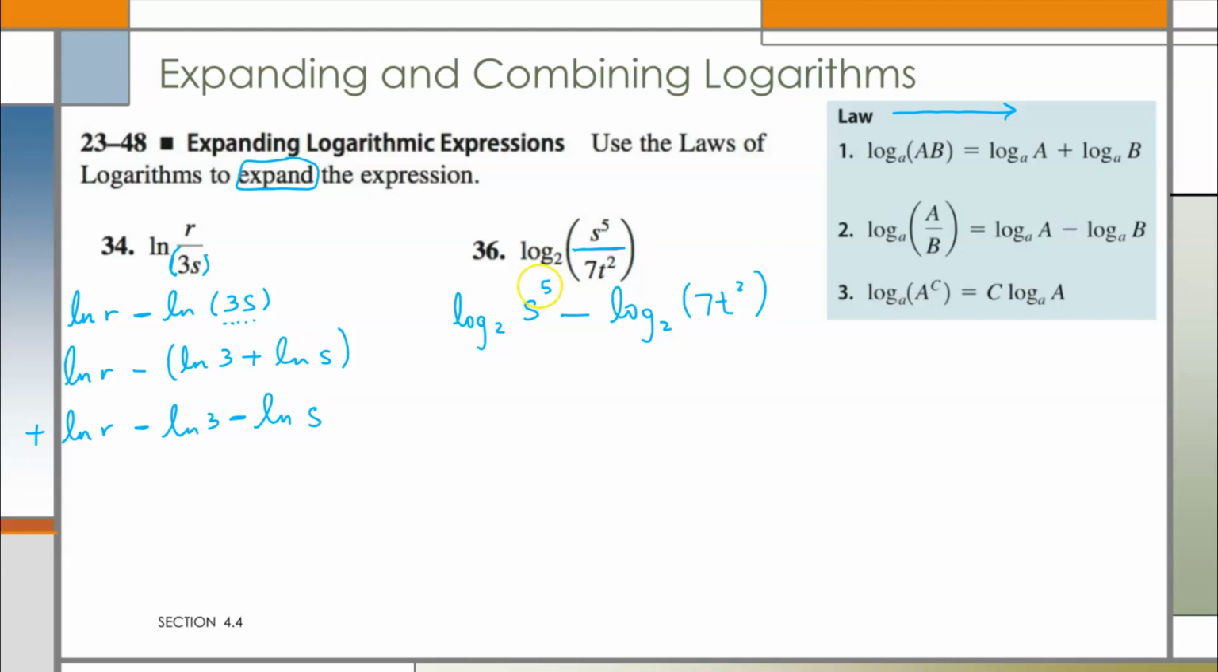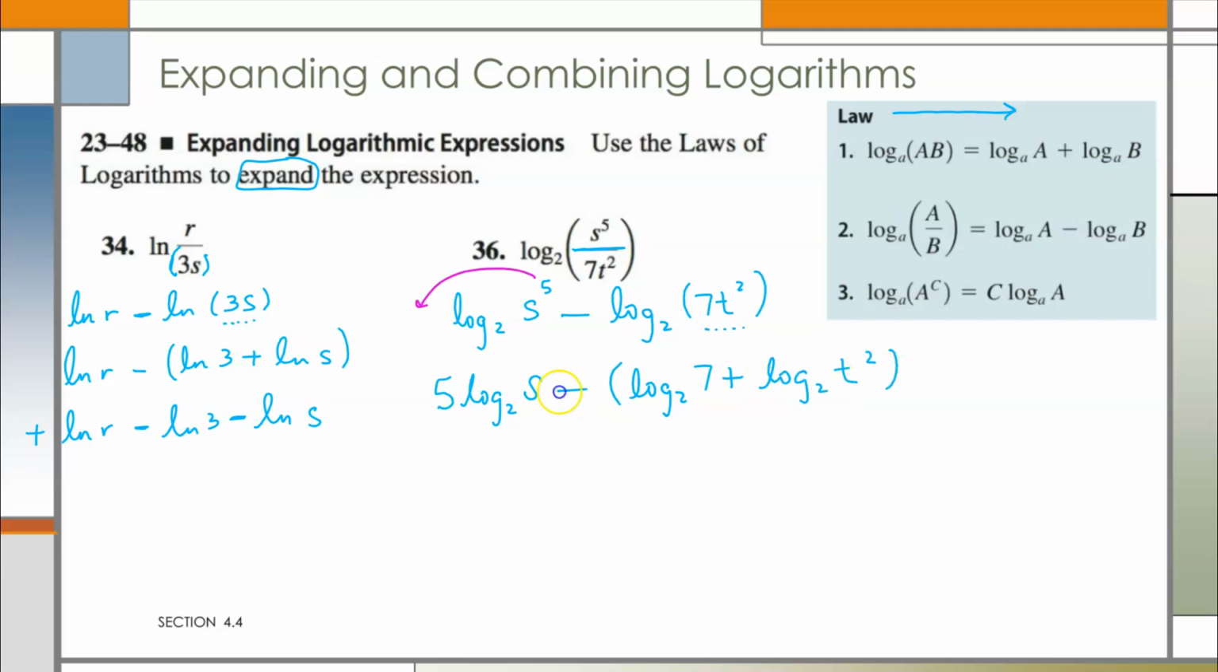Okay, exponents. Exponents we can bring out front. So we bring that one out front. So that gives us 5 log base 2 of s. Okay, let's work on this multiplication. What we learned is if we have multiplication, we can separate that out with addition. So that would be log base 2 of 7 plus log base 2 of t squared.